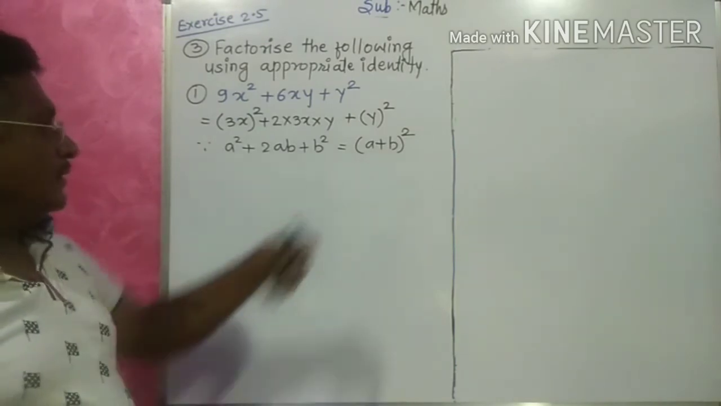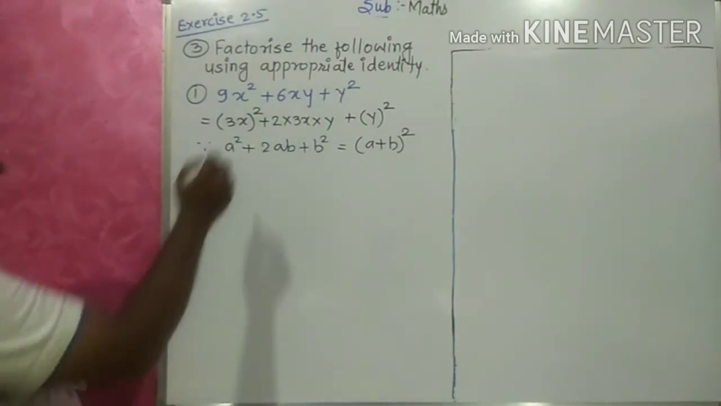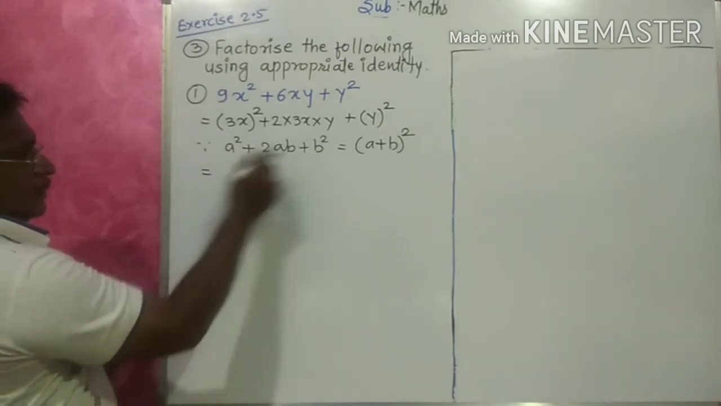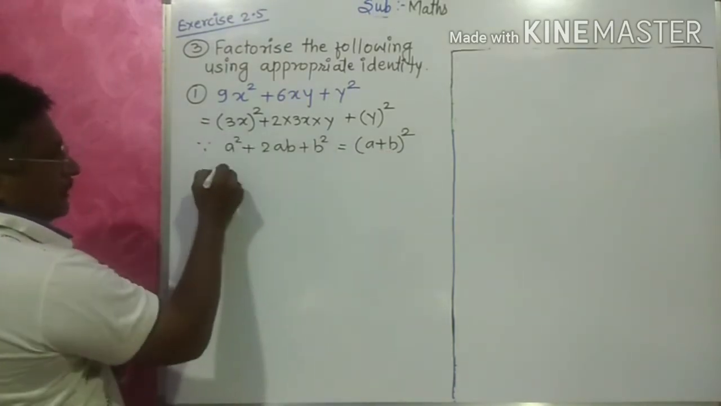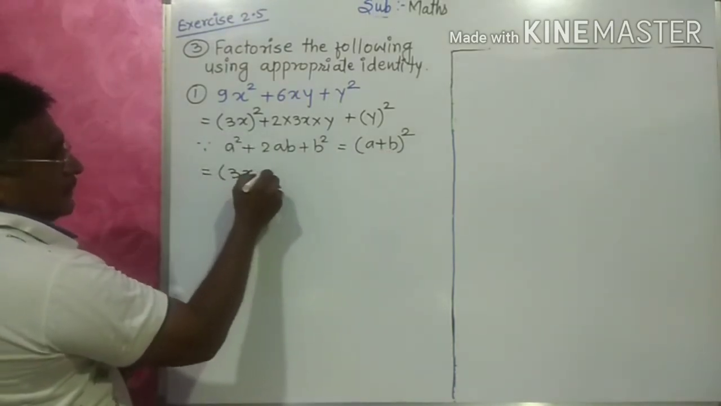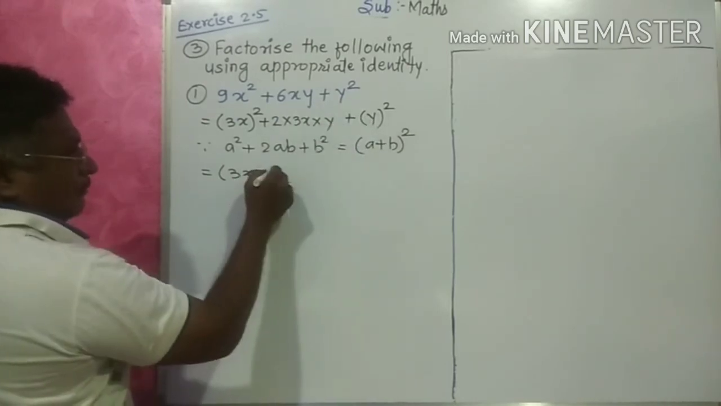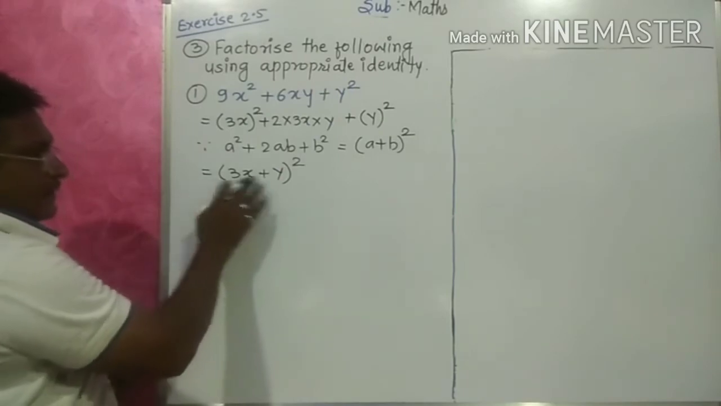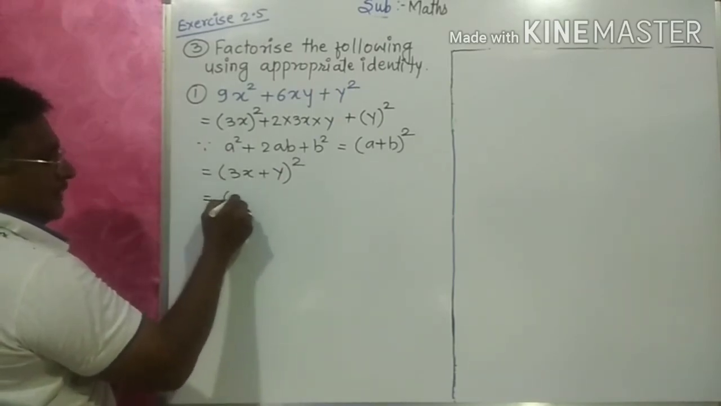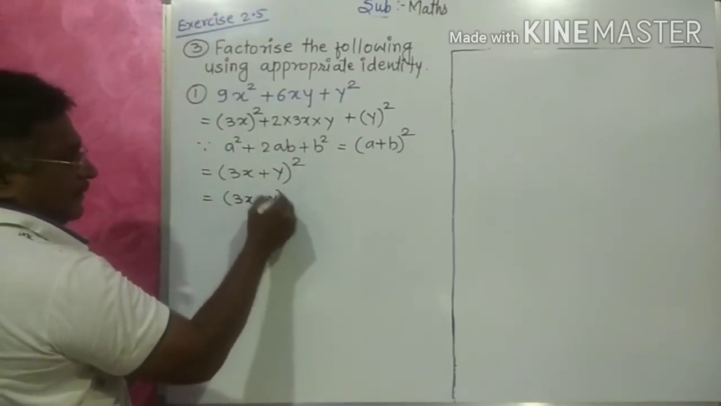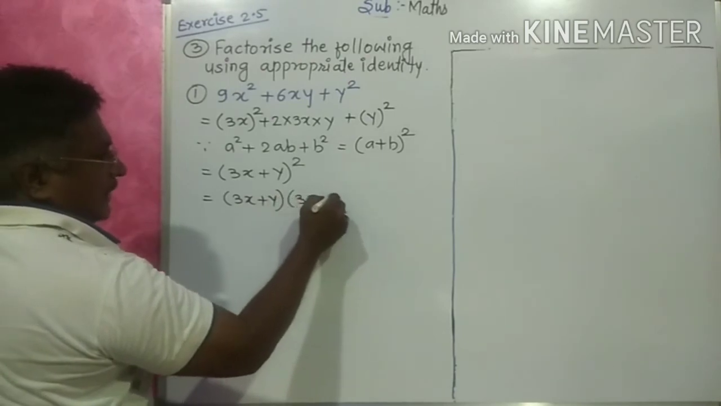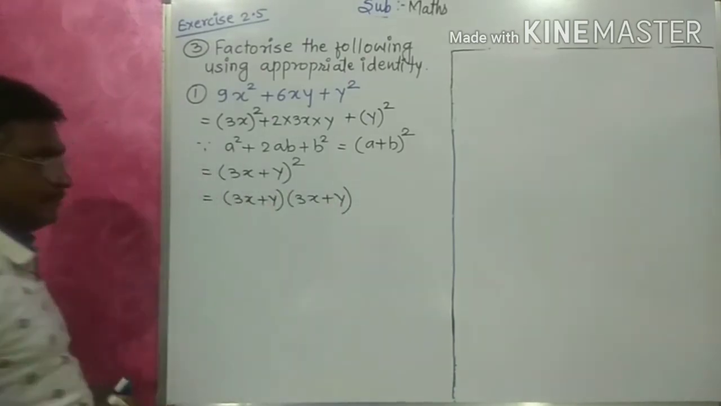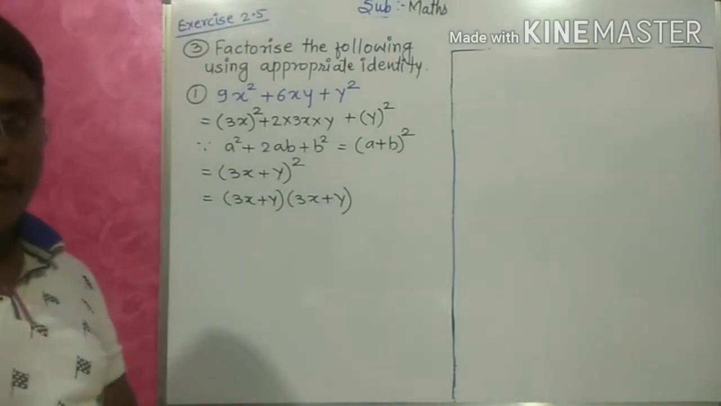Okay students, so what can we write here? (a plus b) whole square. What is a? 3x. What is b? y. So (3x plus y) whole square. Factorized means the factors have to be written. So (3x plus y) into (3x plus y). Understood how to factorize?